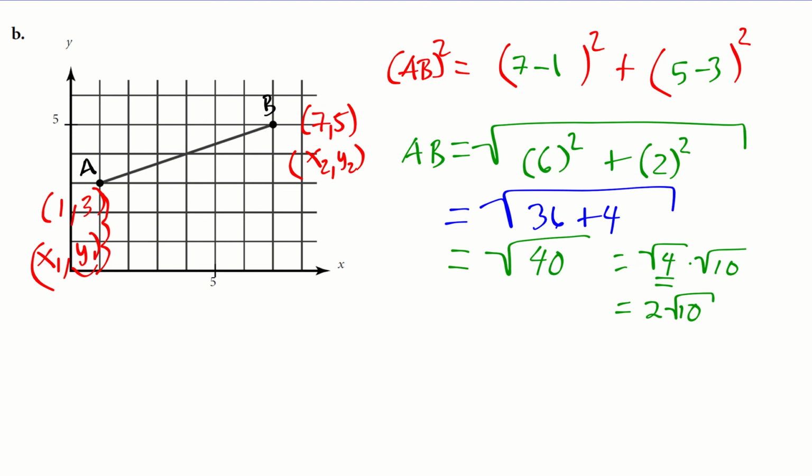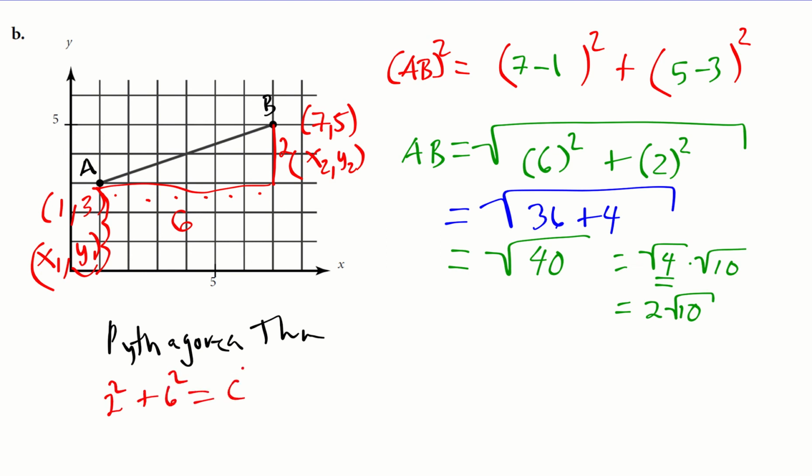Let's see if we can use the Pythagorean theorem to get this answer. Okay, so the Pythagorean theorem: a squared plus b squared equals c squared. So let's go ahead and fill this out. Here is one of the legs. Here is the other leg. This leg is 2. This other leg is 1, 2, 3, 4, 5, 6. This is 6. So we'll start off with 2 squared plus 6 squared is equal to c squared.